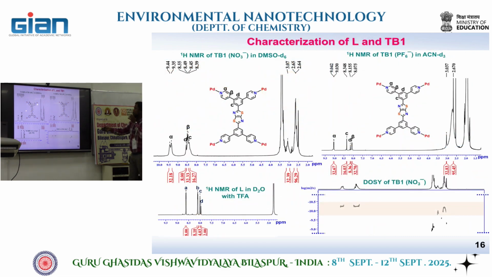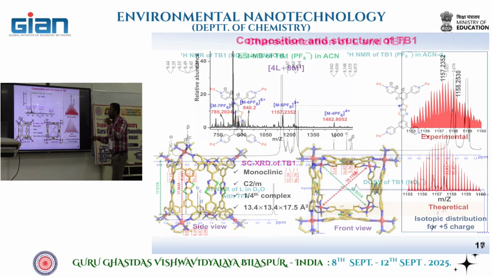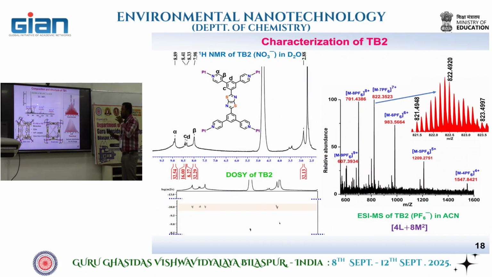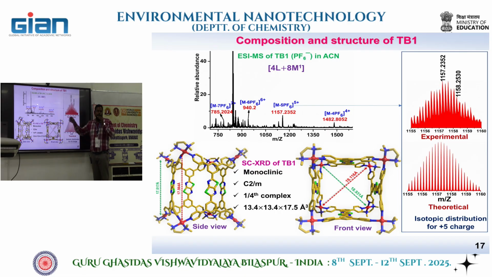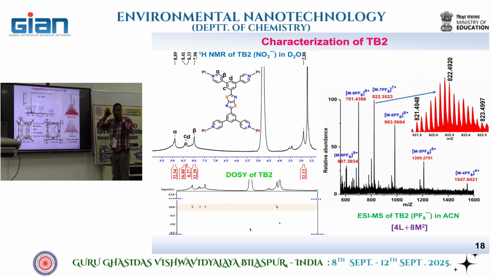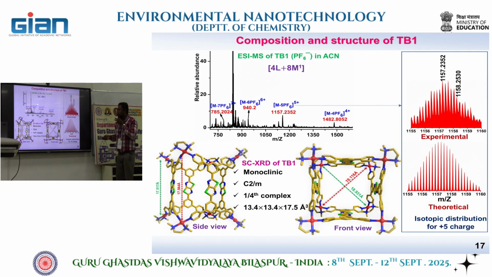What we have done, so this is the characterization technique. I will not go into that because we don't have time. Better, before that, I will show the crystal structure. First I characterized it by NMR and mass, and not only that, the single crystal XRD structure of TB1. We practically saw that this kind of barrel is forming, and the diagonal diameter is 1.9 to 2 nanometers. So this barrel has enough molecular pocket to host a molecule.